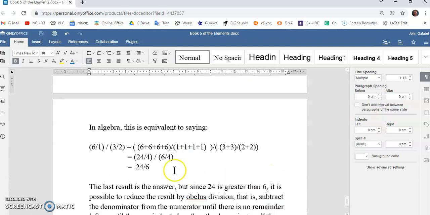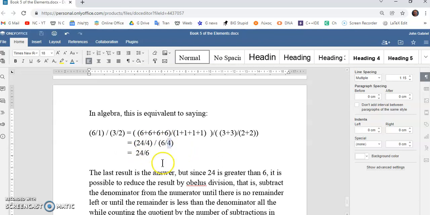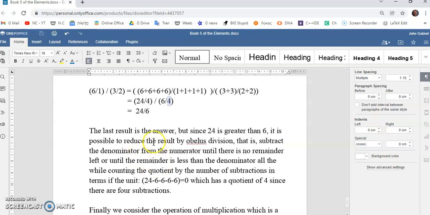And in algebra, this is equivalent to saying, okay, let's do the same thing with proposition 12. So just add the 6's 4 times, add the 1's 4 times, which are the consequence of this, and do the same thing here. It doesn't matter how many times you add it. You can add as many times as you like. And so we bring both the consequence, both the fractions to the same denominator, in which case we can just discard this part, and we have 24/6. And of course, the last result is the answer.